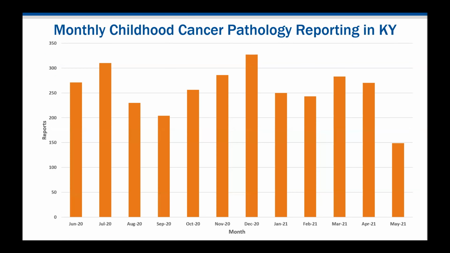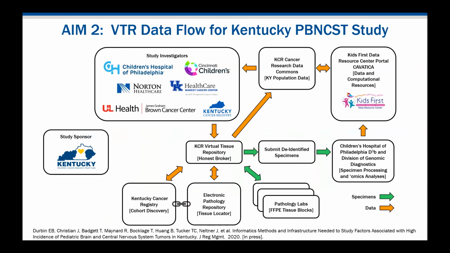We receive a large number of childhood path reports, and because we have the pathology reports, that provides information to the registry so that we know where the residual pathology specimens still reside. Most path labs retain their specimens for at least 10 years. Academic centers, many of those retain their pathology specimens indefinitely.